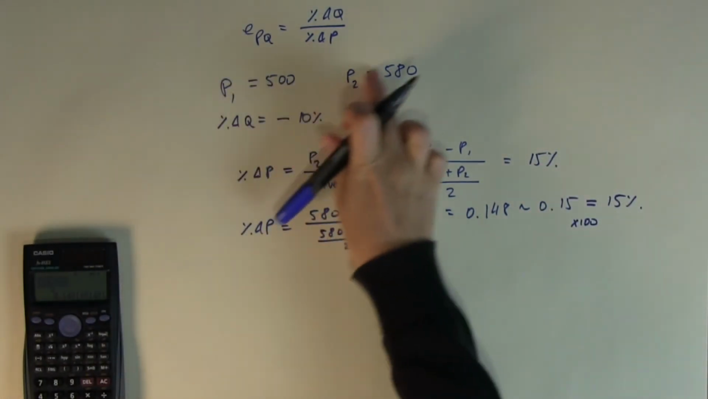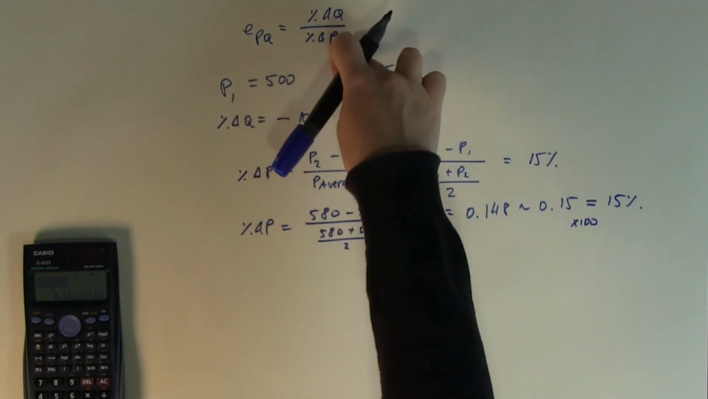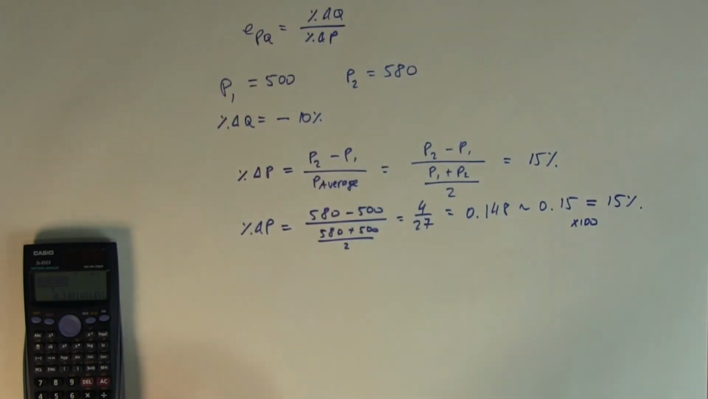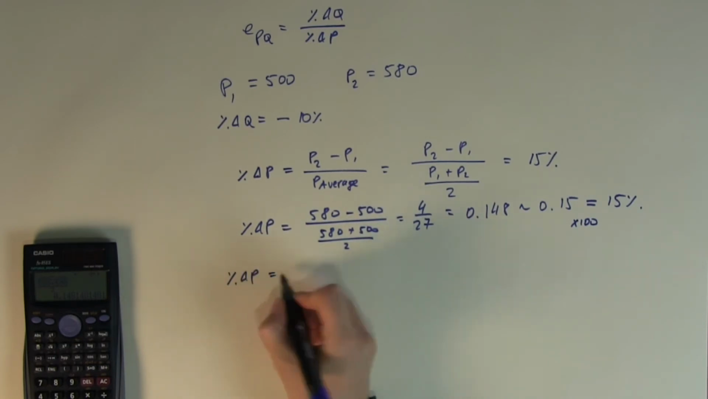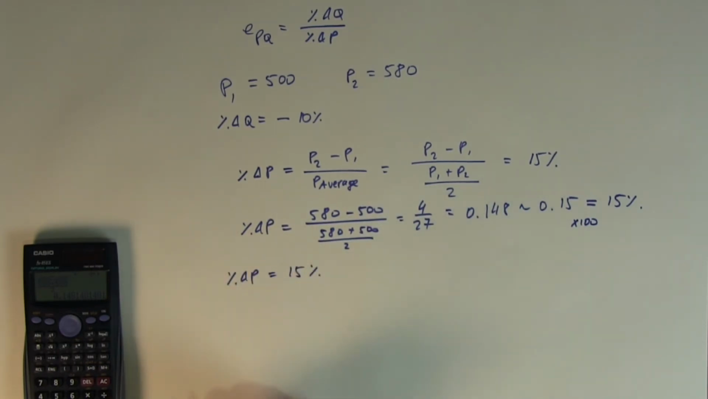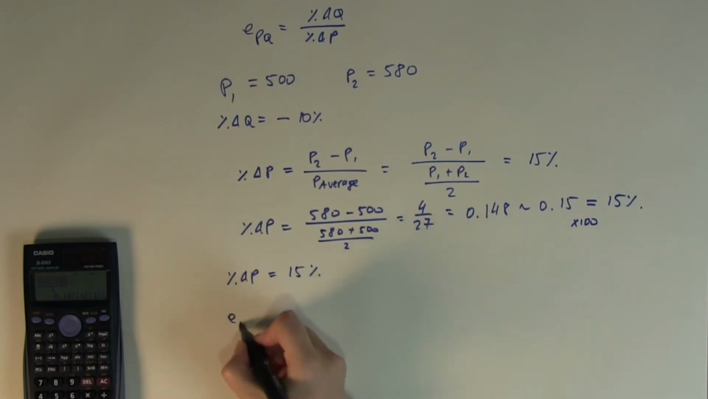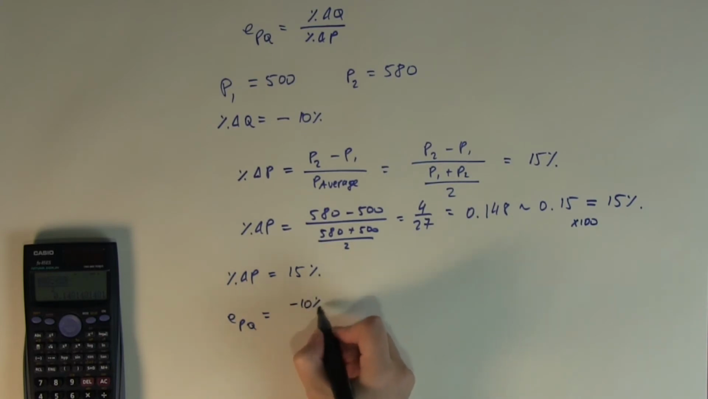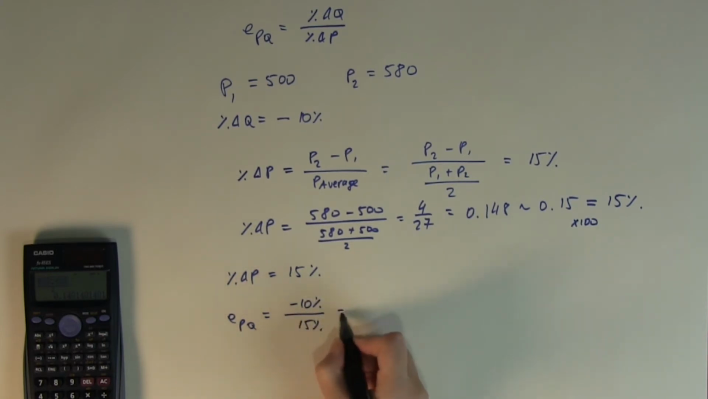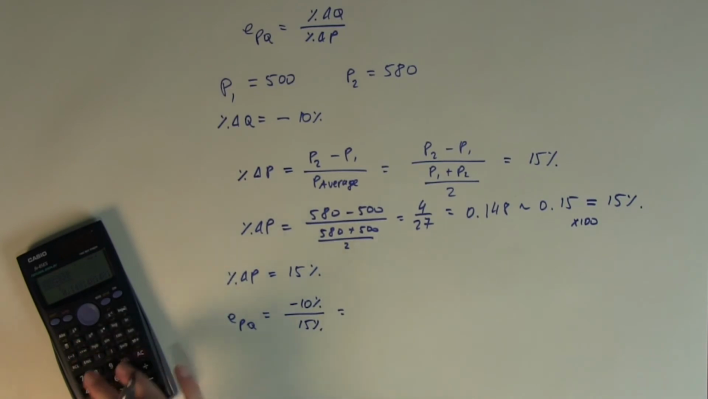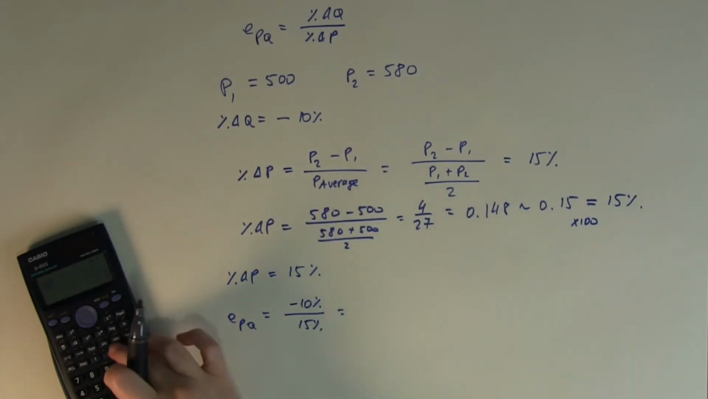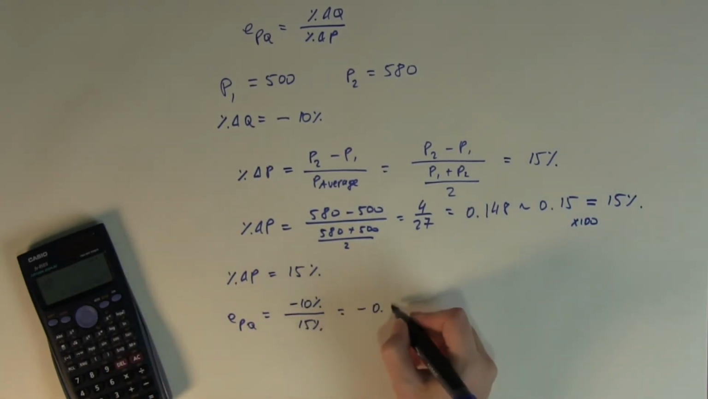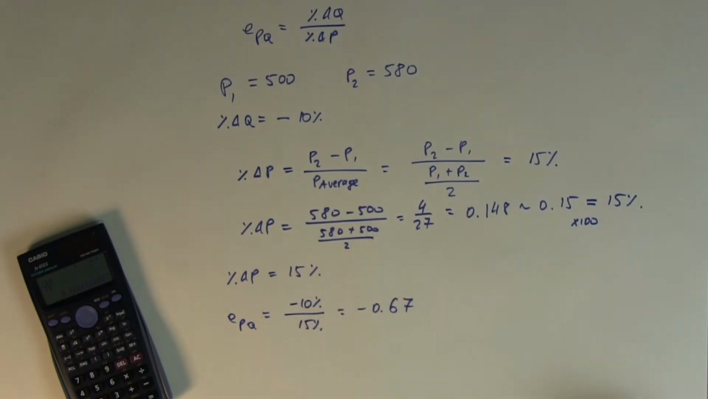So go back to the original calculation, which is the own price elasticity. Now I have the percentage change in the price, which is a positive 15%. So the own price elasticity, therefore, will be minus 10% divided by 15%, and that gives me minus 10 over 15, minus 0.67 to 2 decimal places.